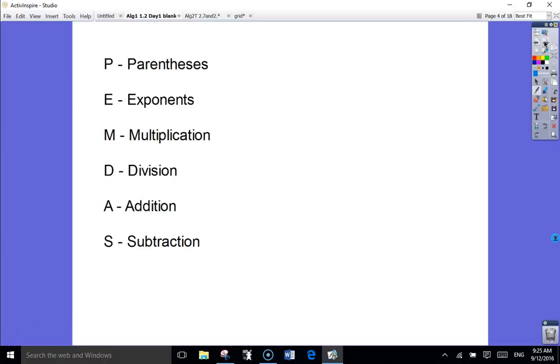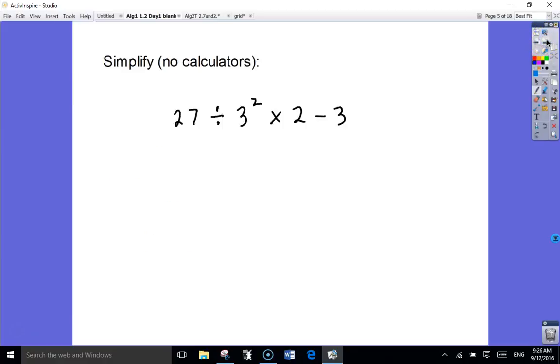We're good? Okay, so simplify. No calculators. What's the first thing we're going to look for in this problem? You start down the line. P, no parentheses. E, any exponents? So we go for the exponents. So the next line, every line should be 27 divided by what? 9 times 2 minus 3.